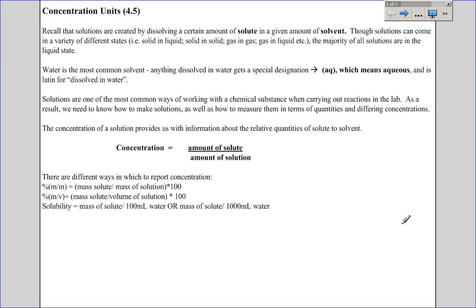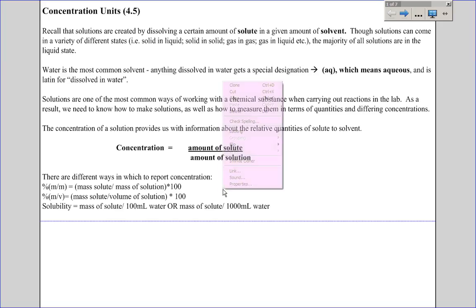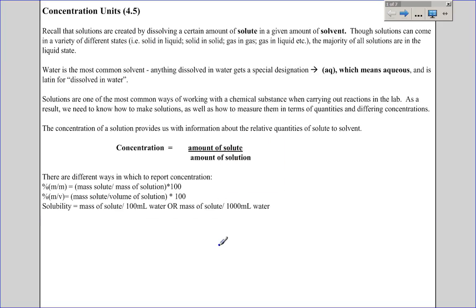The concentration provides us with information about the relative quantities of solute to solvent. And it's always listed as the amount of solute per amount of solution. This is a general form of concentration, and there are many different units that we can use to express concentration. If you look around your medicine cabinet, you'll see some of these ways. So for example, on your toothpaste, you'll see a percent of mass by mass of fluoride in a sample of toothpaste.